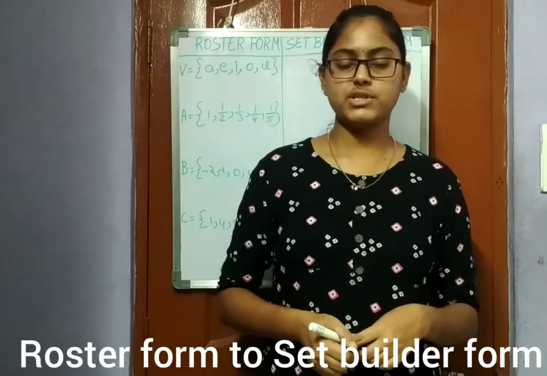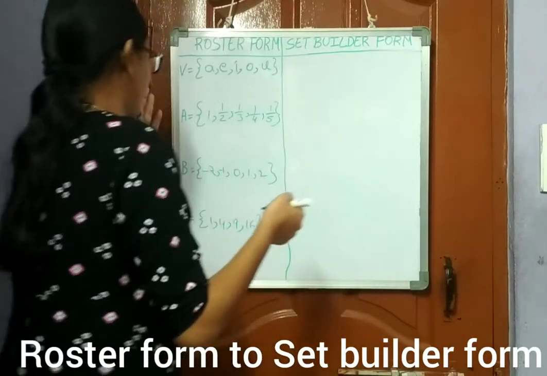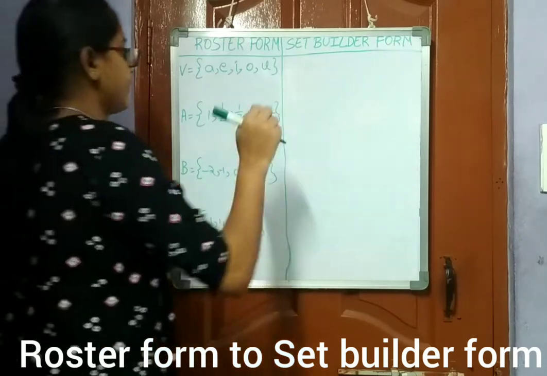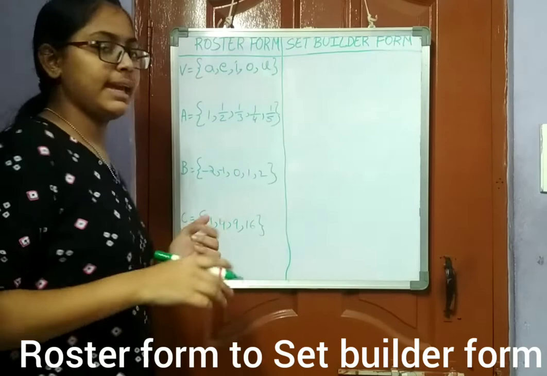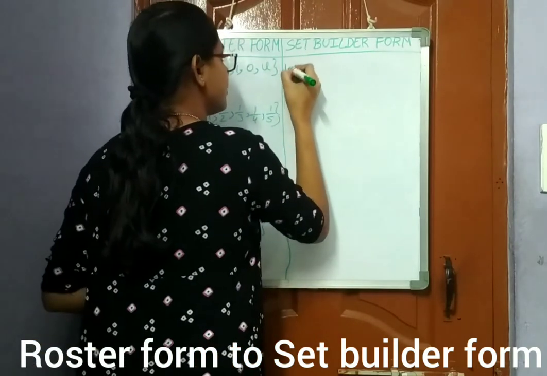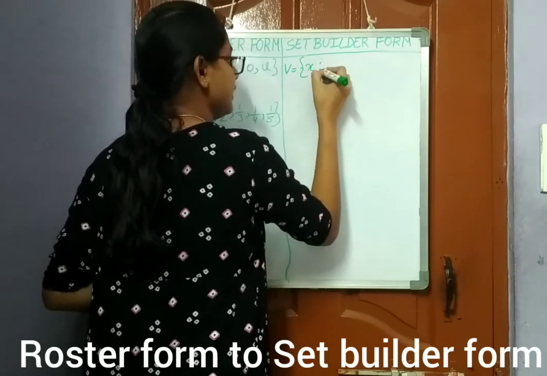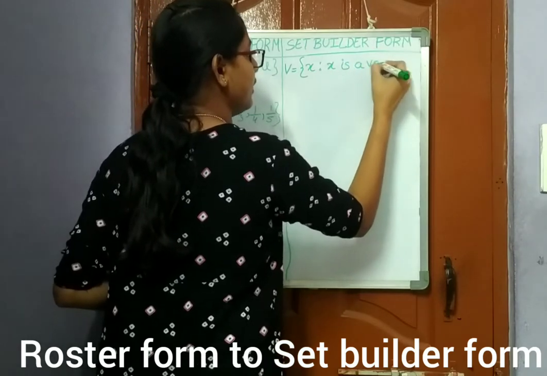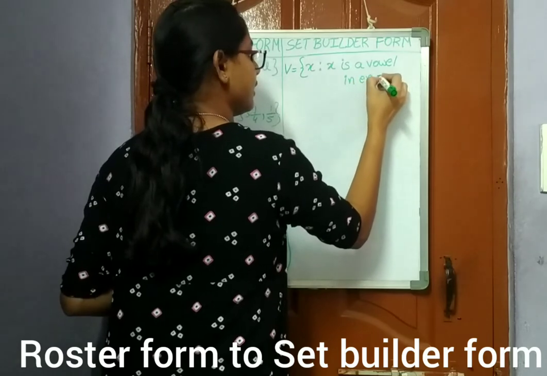Let's see some examples of roster form and convert them into set builder form. I have taken 4 examples of roster form. Let's convert them into set builder forms. V is A, E, I, O, U. As you can see, A, E, I, O, U are vowels of the English alphabet. So, the set builder form of this can be X such that X is a vowel in the English alphabet.